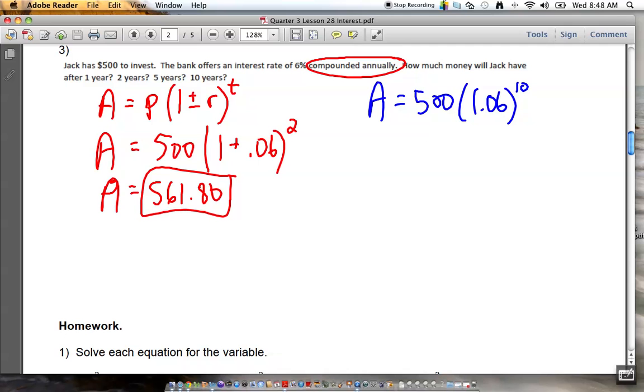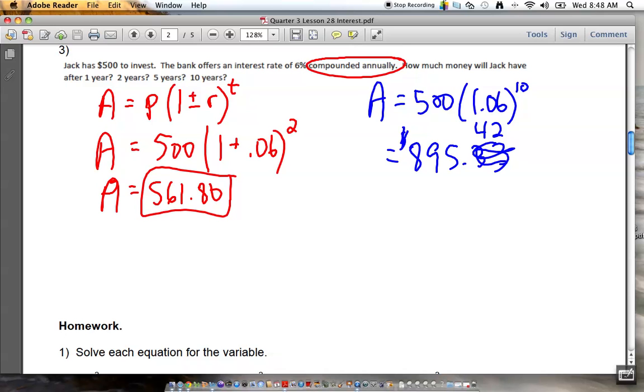Okay, what do we get? 895.43. That's what I got. Everybody agree? Okay. So that is how you figure out interest.